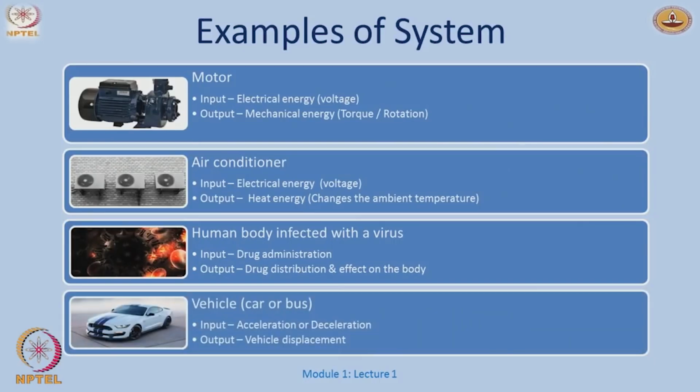And another not very surprising example is that of a car, where the input could be some kind of a signal which generates acceleration, and the output which you could obviously see is the vehicle displacement.